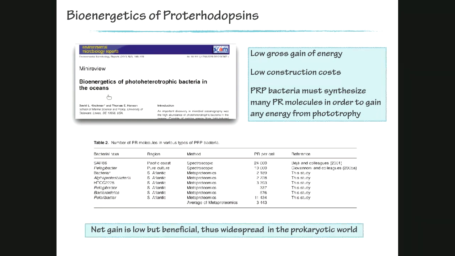Proteorhodopsins have a low gross gain of energy, but a low construction cost. The genetic system is very simple, so the cells don't have to invest a lot of energy in obtaining these proteins. And so this means that they have to synthesize many proteorhodopsin molecules in the cell to gain any energy from phototrophy. So the conclusion would be that the net gain is low, but it's beneficial, and so that's why it's so widespread in the prokaryotic world.